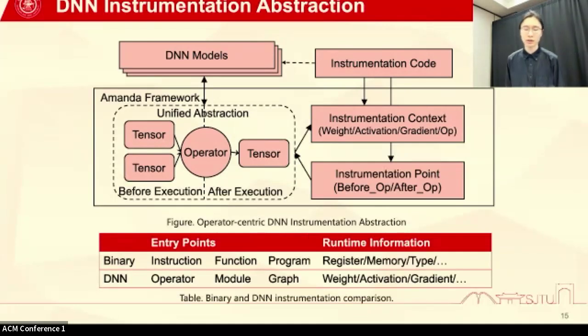And this is a short comparison of the binary instrumentation and the DNN instrumentation. We have different entry points in the binary scenario, for example, instruction, function, and program. In the DNN scenario, they are abstracted as operators, submodules, or the computation graph. And we also have the runtime information. And these two terminologies used in the instrumentation scenario are called the instrumentation points and the state representations.